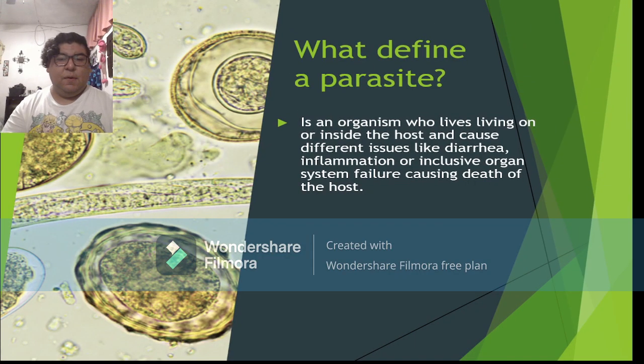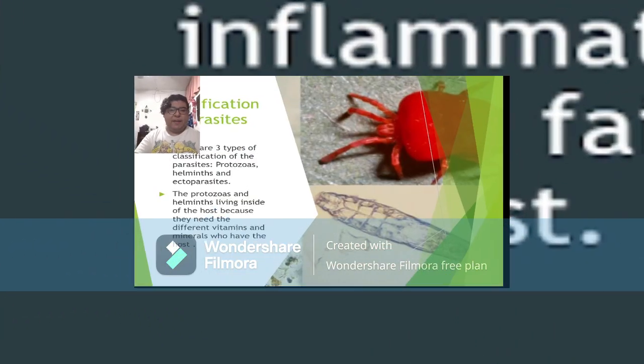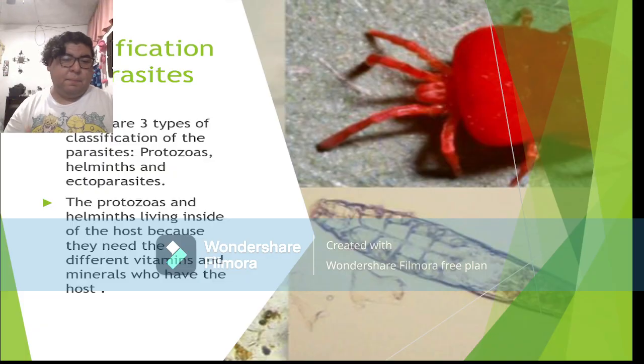But first, what defines a parasite? Well, it's an organism that lives on or inside a host and causes different issues like diarrhea, inflammation, or even organ system failure, causing death of the host. There are many classifications. Three of them are protozoa, helminths, and ectoparasites. Protozoa and helminths live inside of the host because they need the vitamins and minerals from the host.